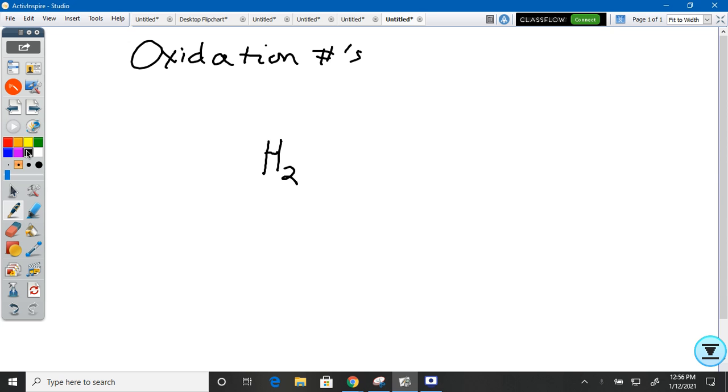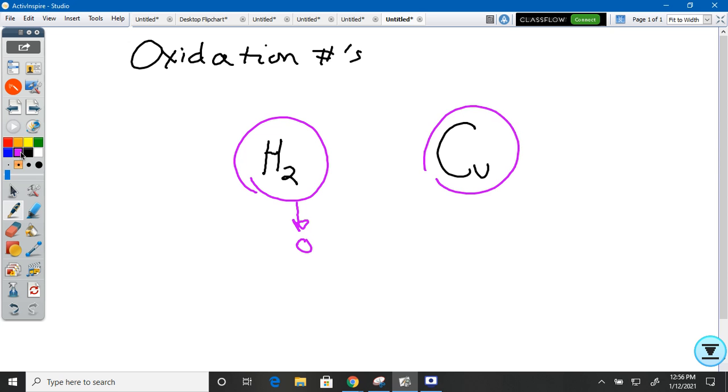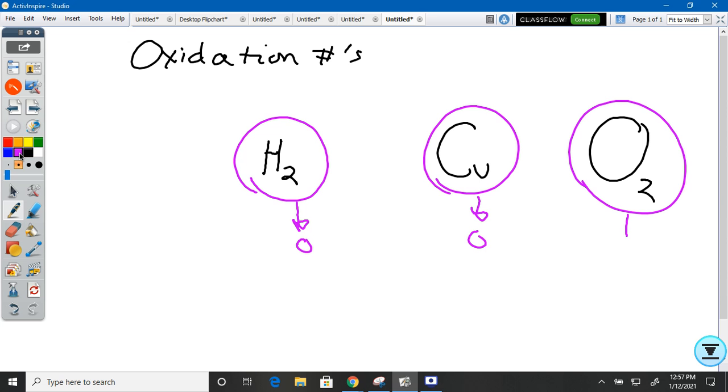It's 0. So anything by itself has a charge of 0. All right? A piece of copper sitting on the ground has a charge of 0. O2 floating around in the sky, not doing anything, not reacting with anything, charge is 0. Anything by itself is 0. Now watch what happens when you put them in a compound.